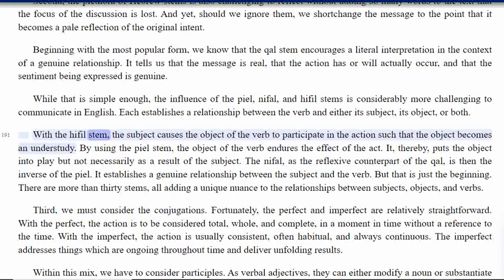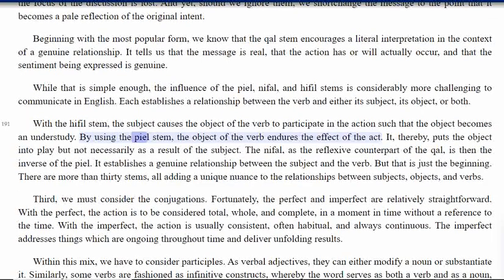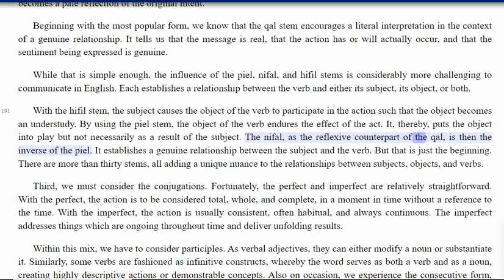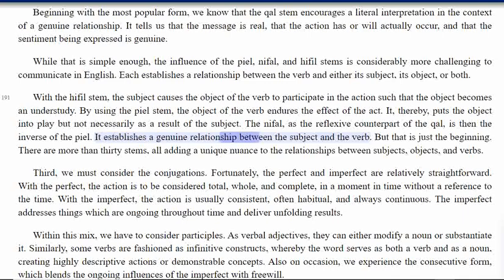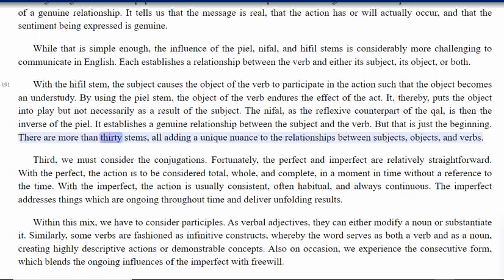Each establishes a relationship between the verb and either its subject, its object, or both. With the hyphal stem, the subject causes the object of the verb to participate in the action such that the object becomes an understudy. By using the peel stem, the object of the verb endures the effect of the act. It, thereby, puts the object into play but not necessarily as a result of the subject. The nifl, as the reflexive counterpart of the kal, is then the inverse of the peel. It establishes a genuine relationship between the subject and the verb. But that is just the beginning. There are more than 30 stems, all adding a unique nuance to the relationships between subjects, objects and verbs.